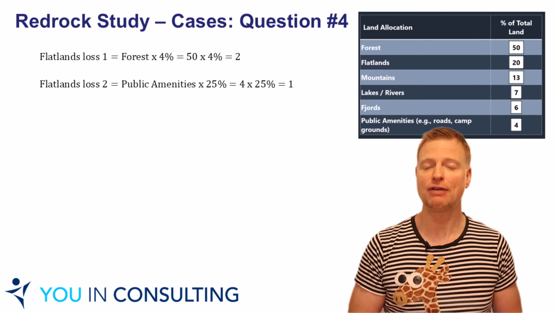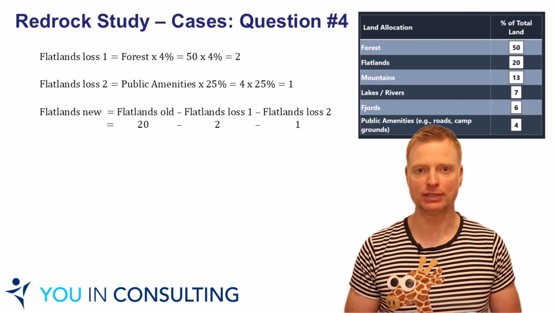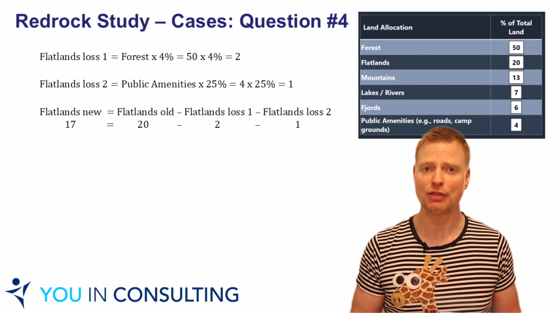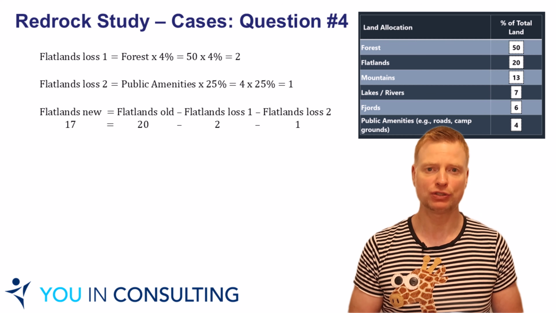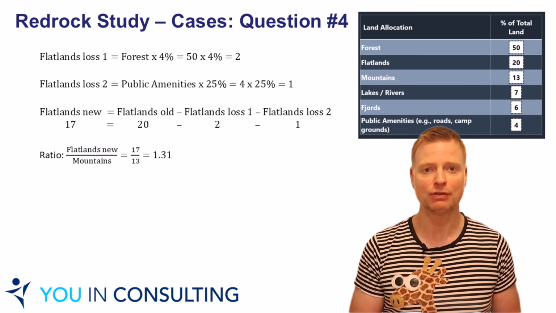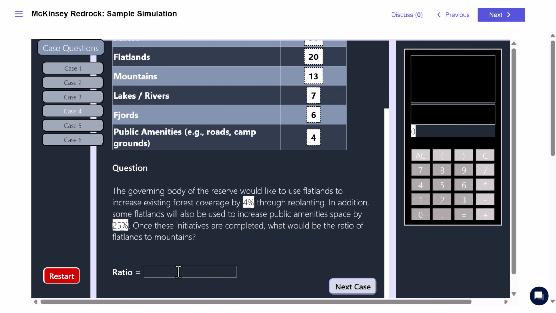Flatlands had originally covered 20 area units, minus 2 and 1 area unit losses. This leaves it with 17 area units. Mountains remain 13 area units large, so the sought after ratio is 17/13 or 1.31. We again have this inviting McKinsey calculator on the right side of the screen. Would I bother with it? Probably not, since fiddling around with it costs quite some time. We log in 1.31 as our answer to question 4.